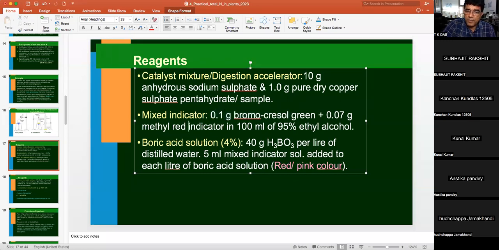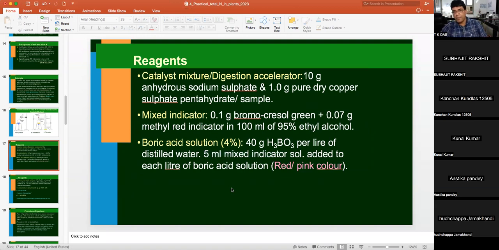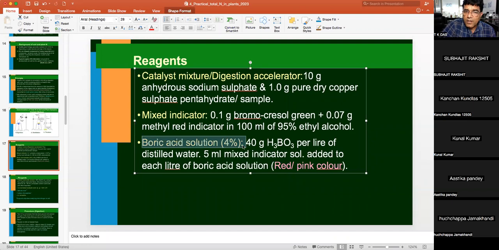Now, boric acid solution: 40 gram H3BO3, that is boric acid, in 1 liter of distilled water. Then 5 ml of the mixed indicator that you prepared is added to each liter of boric acid solution. So your stock solution is ready, out of which you need 20 ml for one sample. The color of the boric acid solution along with indicator will be red or pink.